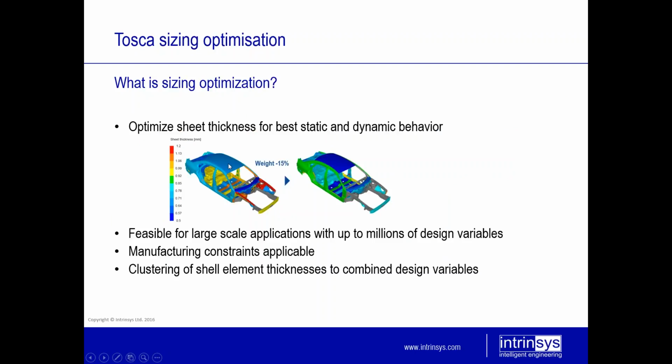About Tosca optimization, what is sizing optimization? Sizing optimization is for optimizing the sheet thickness for the best static and dynamic behavior. By reducing the weight, we can keep the same stiffness of the structure. It's feasible for large scale applications with up to 1 million design variables. We can apply manufacturing constraints. Clustering shell element thickness is also applicable.